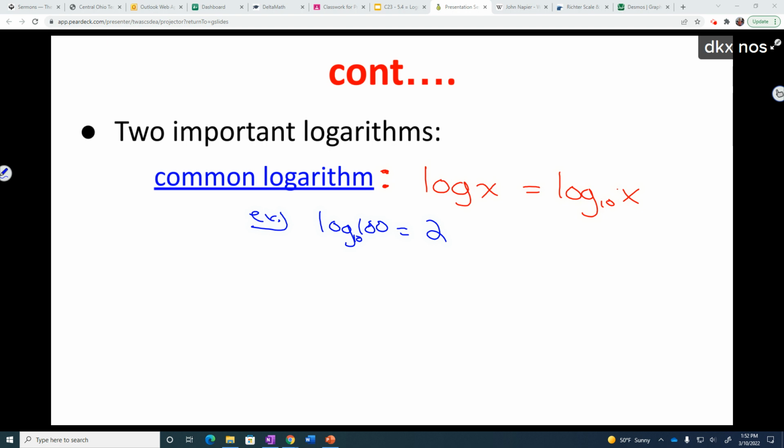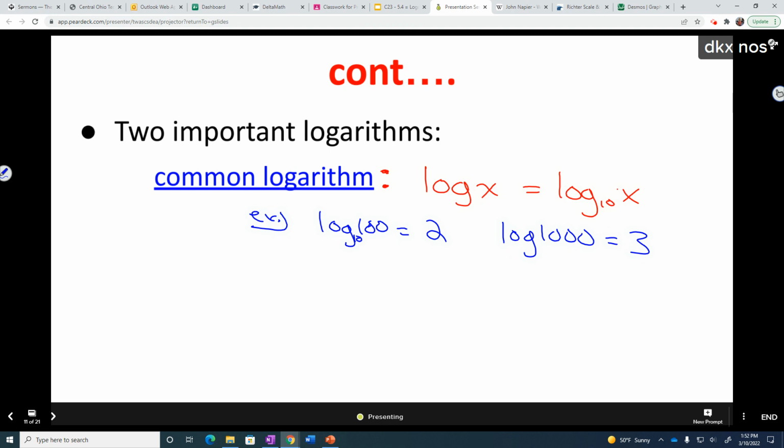What's log 1,000? 3. Yeah, 3. How many zeros are there? So this is saying 10 to what power is this? 10 to what power is it?